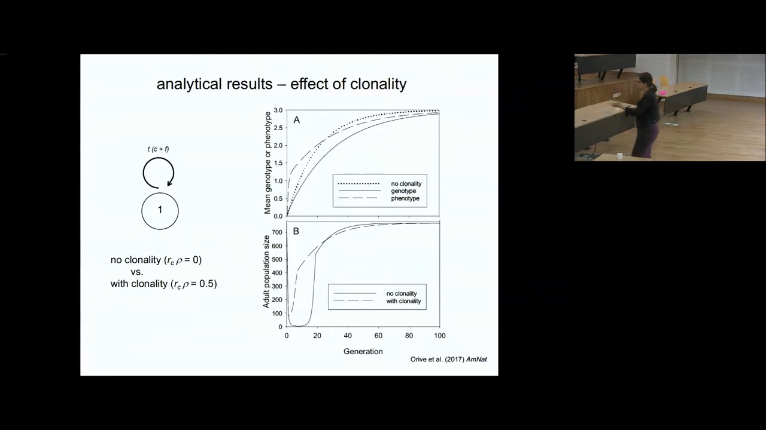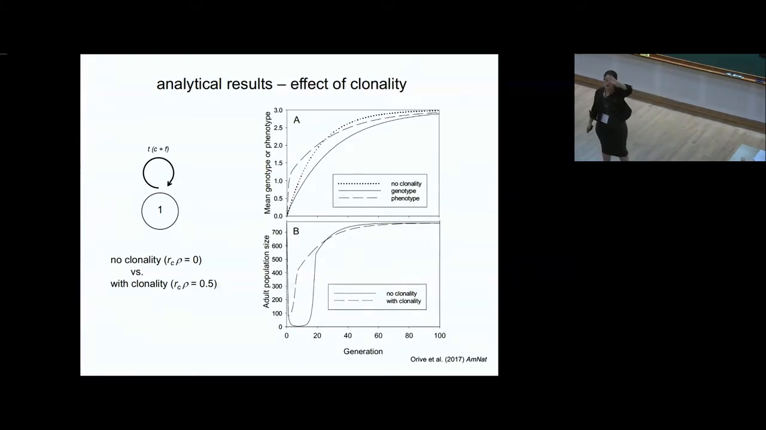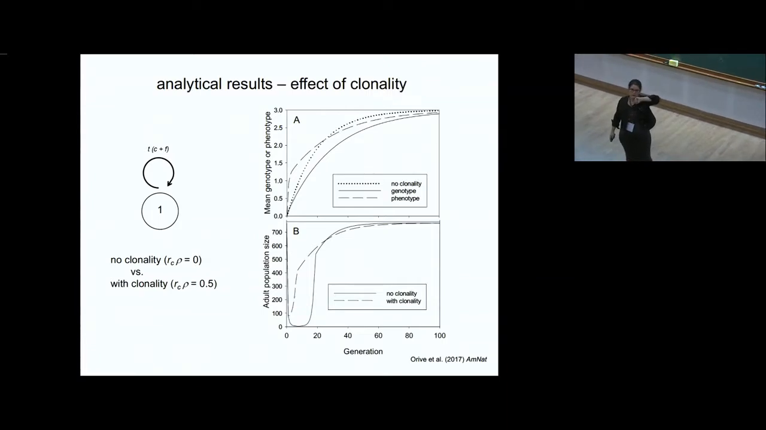This is deterministic, so there's no stochasticity, and it behaves nicely. And with clonality, the phenotype takes off, and eventually it does go to 3, but notice that after a little bit, they're both lagging. You'd have to blow this up a little bit, but the no clonality case reaches that equilibrium faster. Evolution is faster.